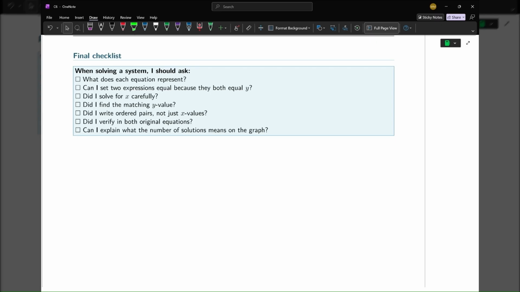Make sure you're solving for x carefully. If your x is wrong, the whole system is going to be wrong. For your x, are we even asked for points? And if so, go find that y value. Are you writing ordered pairs and not just x values? Again, assuming we are looking for points, we'll find the points of intersection. Did you verify both equations? Again, that's not really necessary, but you're always welcome to verify if you'd like. And then finally, can you explain what that number of solutions means on the graph? So how many points of intersection there are.